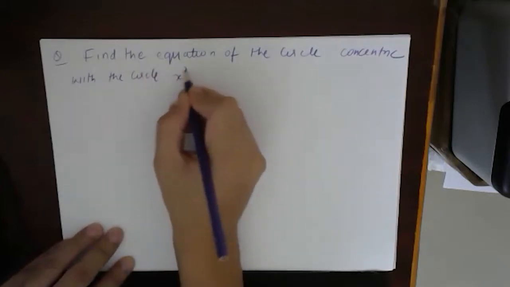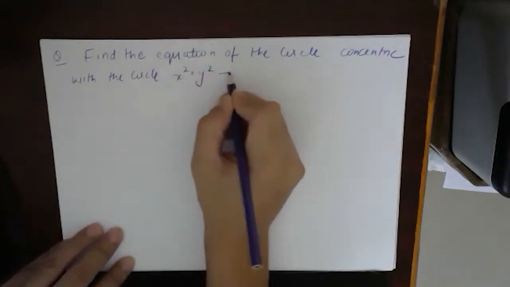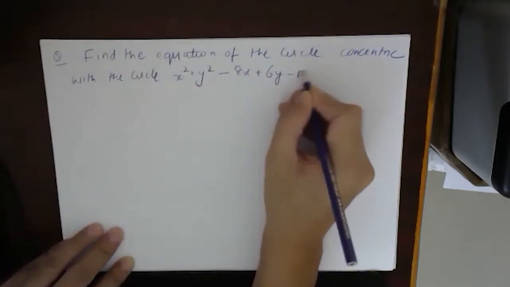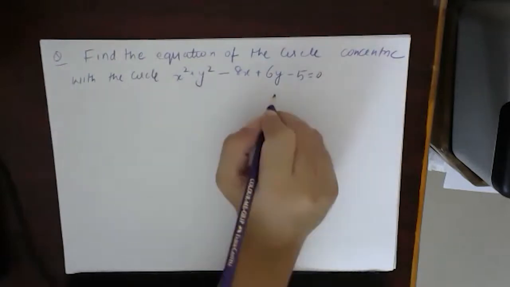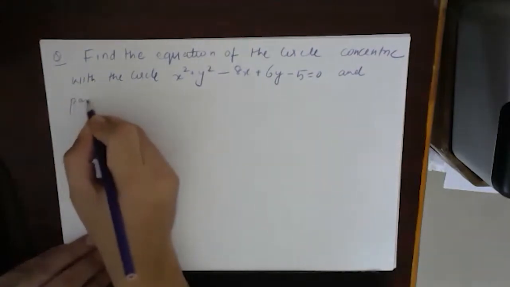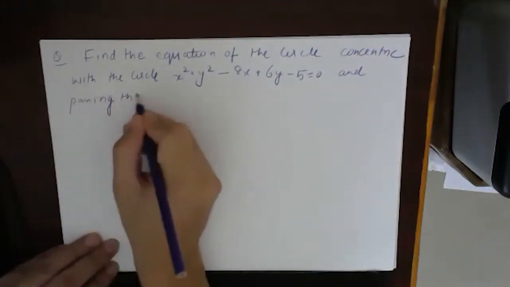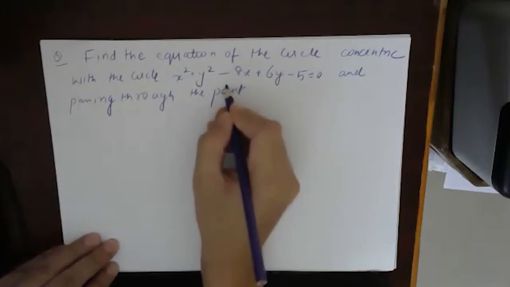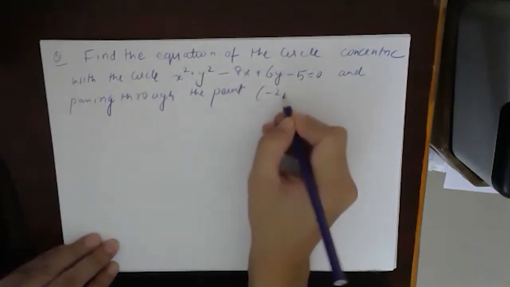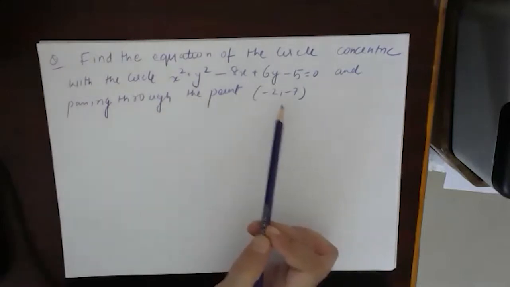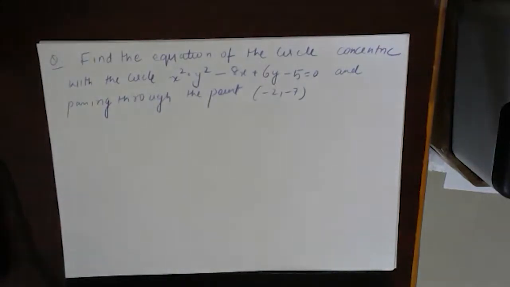x square plus y square minus 8x plus 6y minus 5 equal to 0, and passing through the point minus 2 comma minus 7. Okay, so you have to find the equation of the circle which is concentric with this circle and is passing through the point minus 2 comma minus 7. Find the equation of the circle. I'll give you 2 minutes, then we'll solve this.